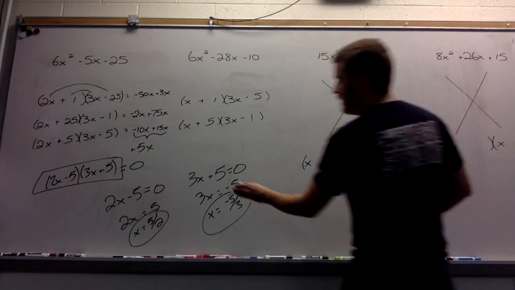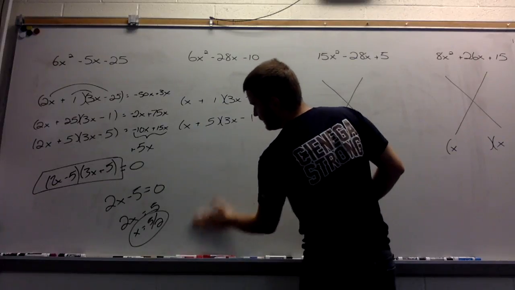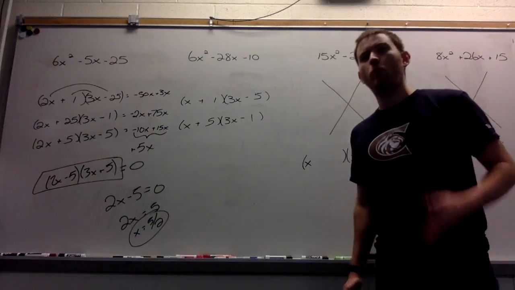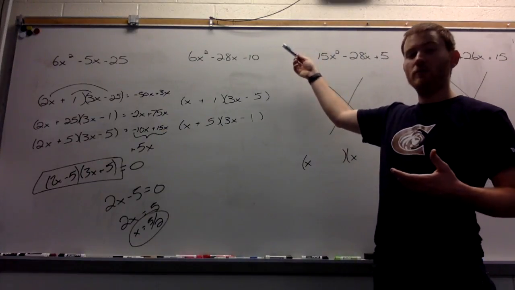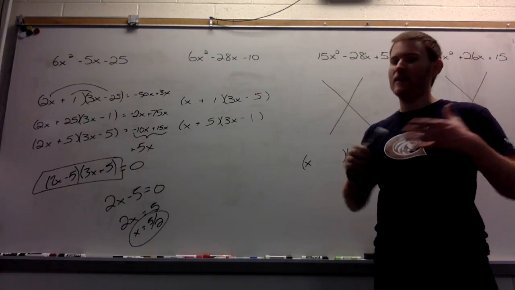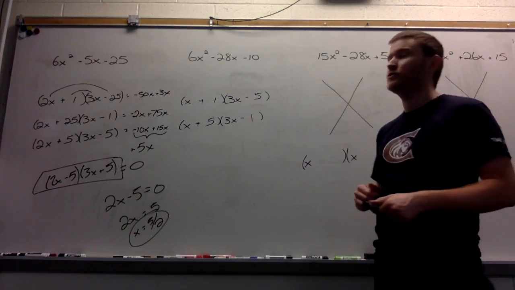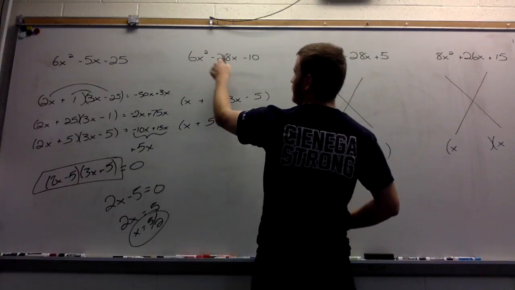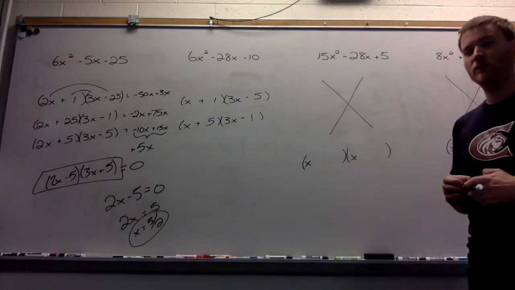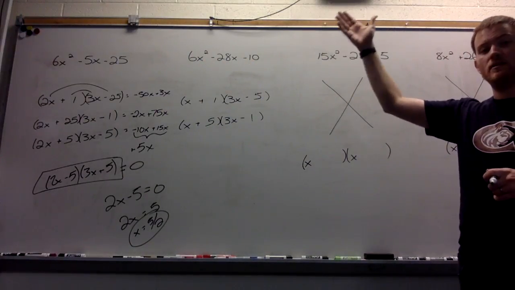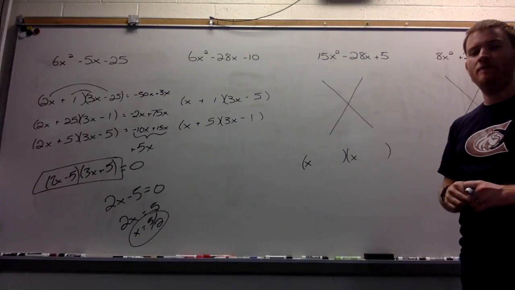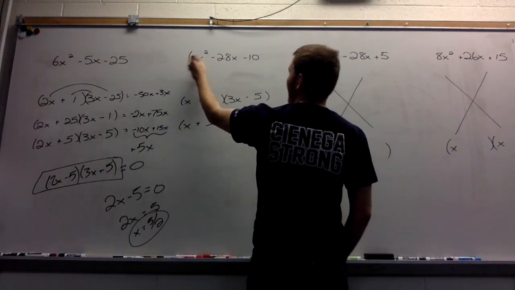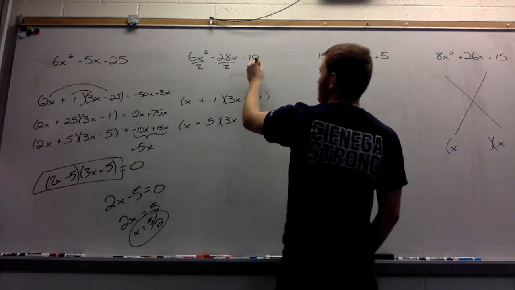Our second example that we have is similar to that. I'm not going to go through the whole thing, but I will talk about one step that can make these problems easier if you look at it and there's a lot of possibilities and you're not sure what the answer is going to be. One thing we can do first is, if we see that every number in this case is a multiple of 2, and in fact it is: 6, negative 28, negative 10, we can divide them all by 2.